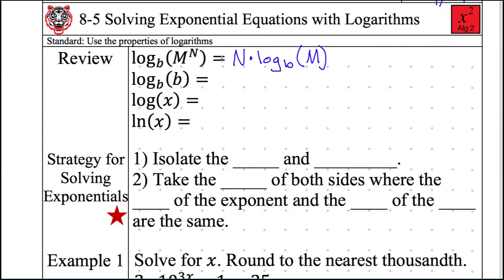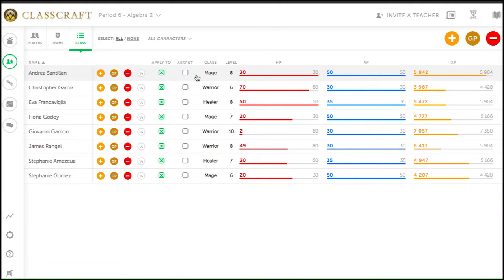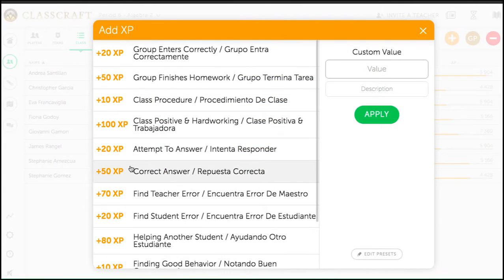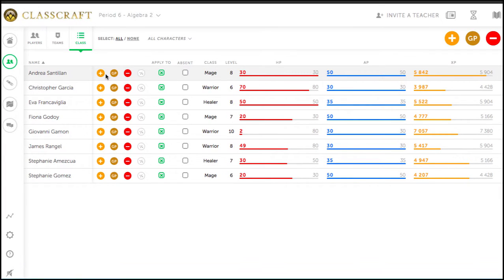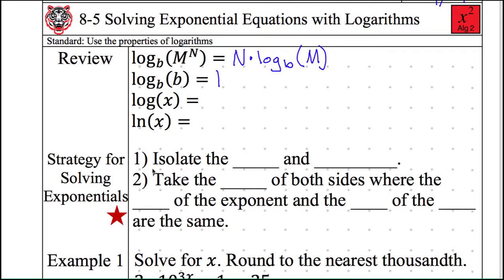Eva. The answer is 1. Can you repeat the what power? How do I say this as a what power function? What power does something need to be raised to? Can you say it all as a sentence? The answer is 1. Yes. B to what power is B? B to the 1 power is B. All right. Eva got 1. Andrea and Fiona knew what they were talking about.